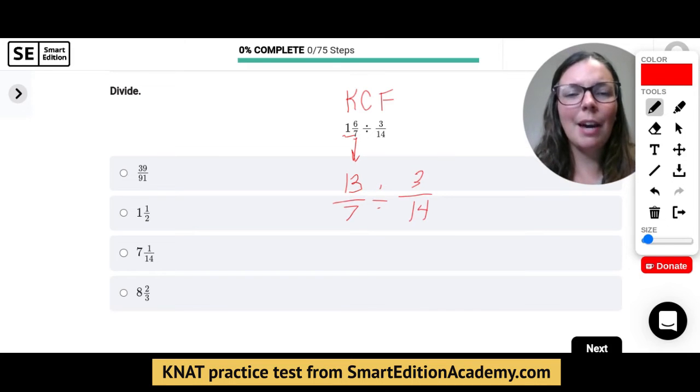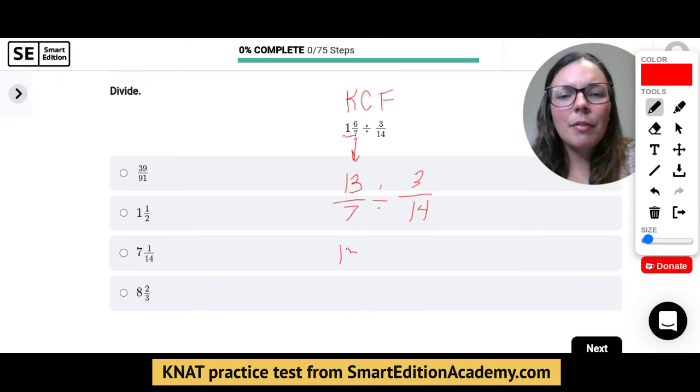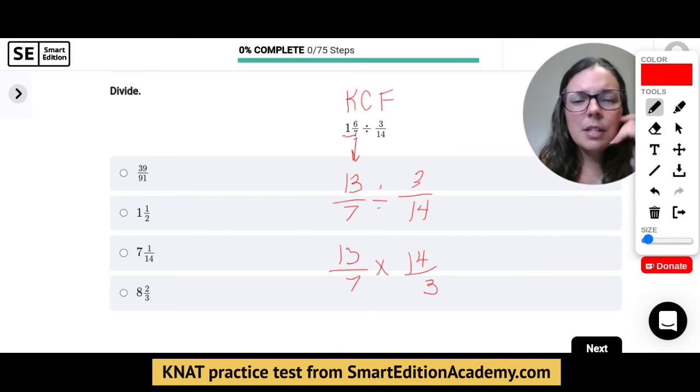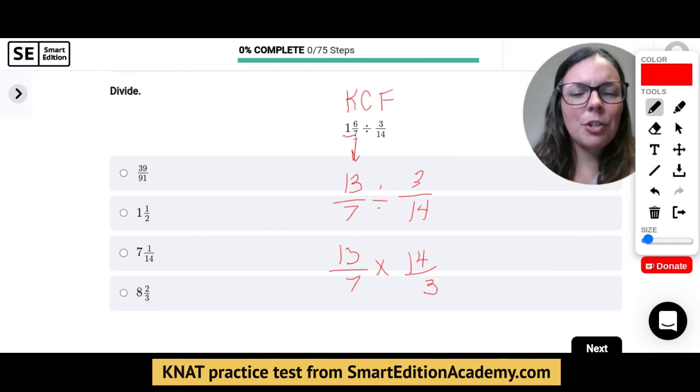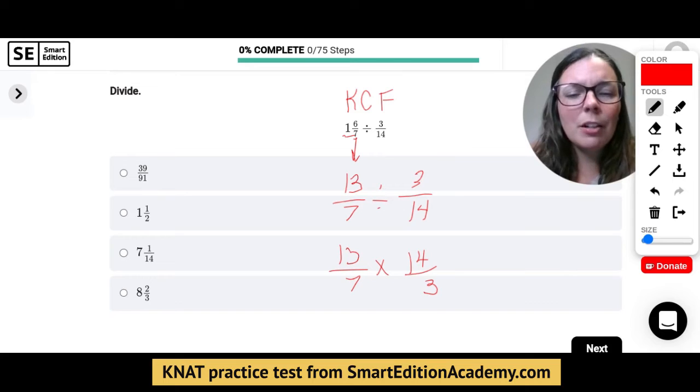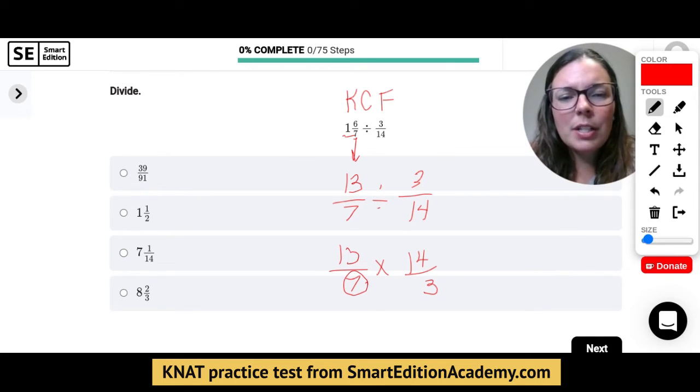Now we can apply KCF. Keep our first, change division to multiplication, and flip to 14 over 3. So in this question, I could just go across the top and across the bottom and then simplify. I'm going to show you a quick strategy that can help us simplify before we actually solve the problem. It's called cross-canceling.